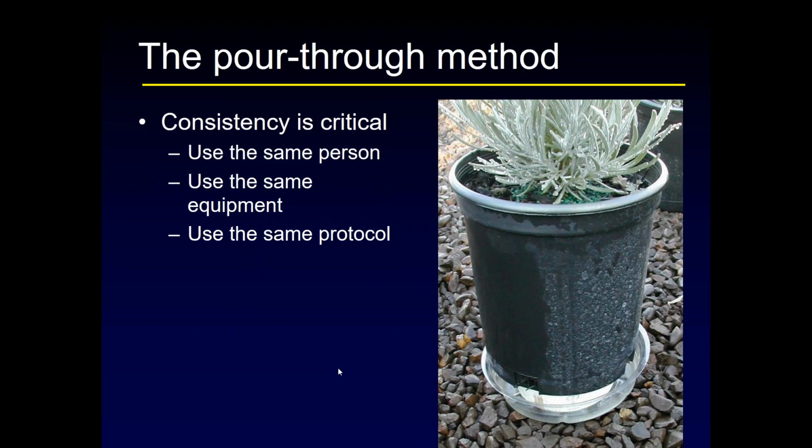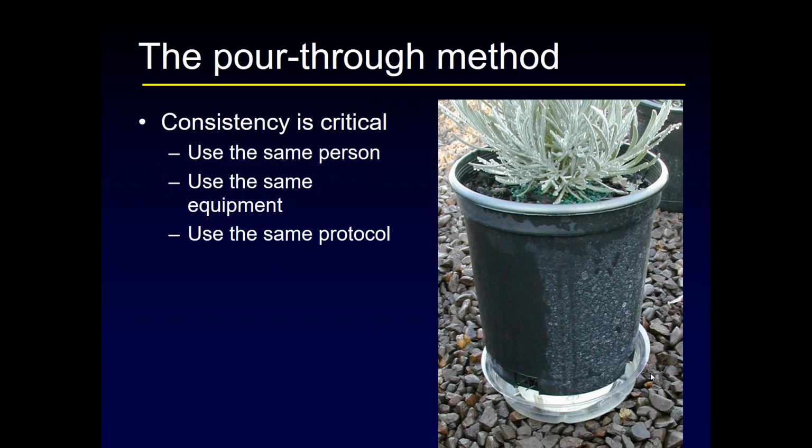I see some common problems with this method, so I wanted to illustrate some concepts and how to do this more consistently over time, and how to get better results using this method. Now, consistency is critical, so using the same person, the same equipment, and the same protocol over time is very important. This is a setup we use in our lab, and in my experience, this method is so accurate. We use this in our research program, so I think it is certainly something that can be used in greenhouse and nursery production.